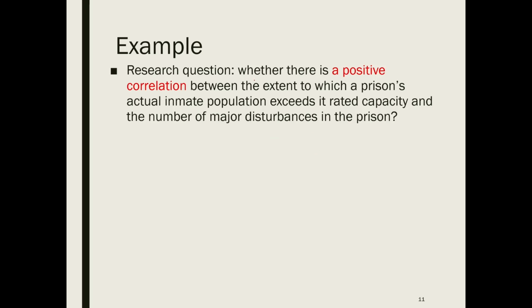The research question asks whether there is a positive correlation between the extent to which a prison's actual inmate population exceeds its rated capacity and the number of major disturbances in the prison. So what does this mean? Every prison is supposed to have some population limit. You can't put too many people in the prison. But in reality, we put lots of people behind bars, and lots of prisons are overcrowded. We want to see if overcapacity is related to major disturbances happening in the prison.